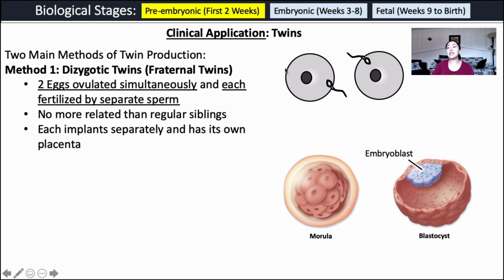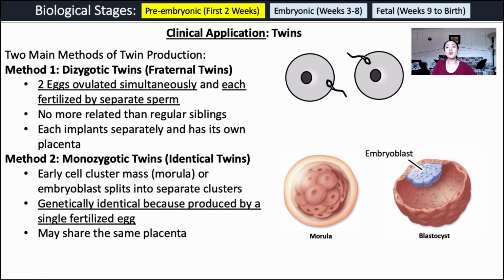And in this case, each egg is fertilized by a separate sperm. Because we're starting out with 2 completely different eggs and 2 completely different sperm, these fraternal twins are no more related than regular siblings. Furthermore, each implants separately into the uterine lining, so each will have its own placenta during development. The second method of producing twins is called monozygotic twins, or identical twins.